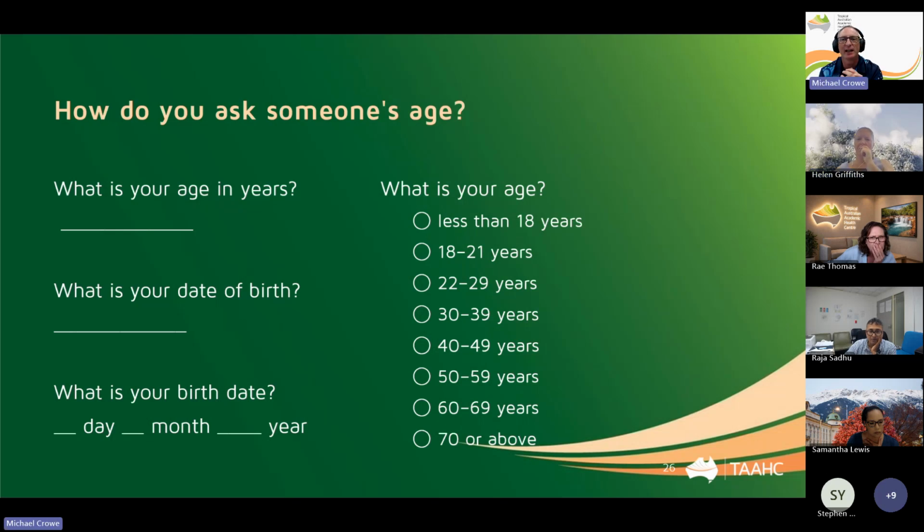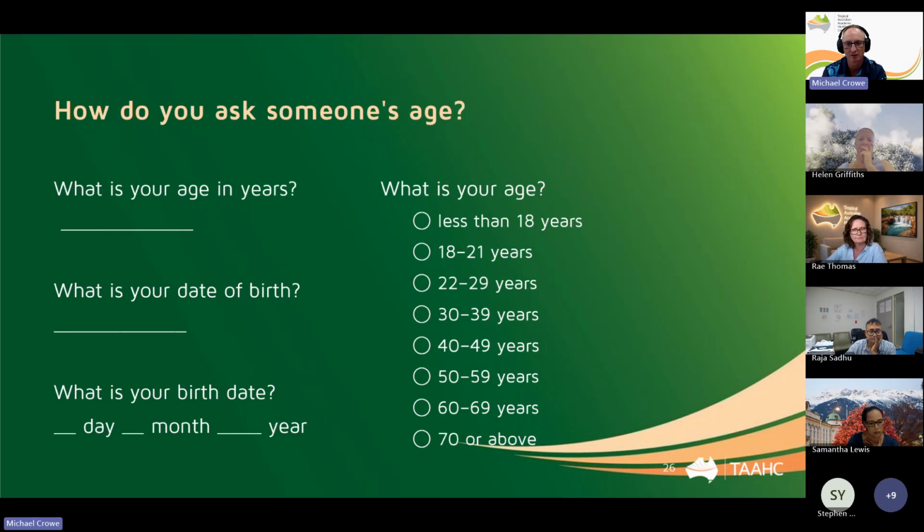Yeah, so Bree has put it in as well, and so has Bronwyn, so thank you very much. Yeah, so why am I asking for 18 to 21, 22 to 29, and then in 10-year blocks after that? It's a little bit inconsistent.